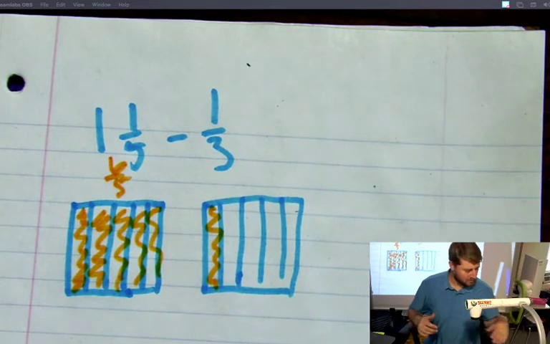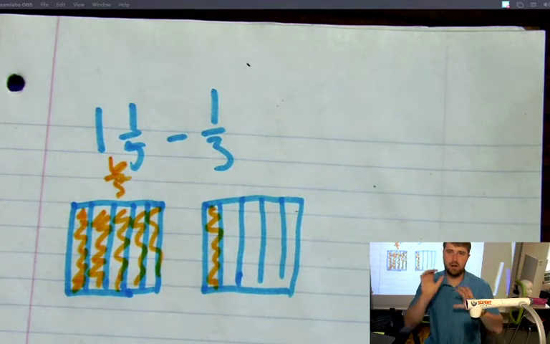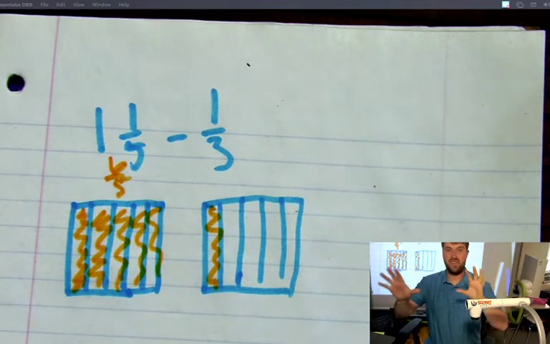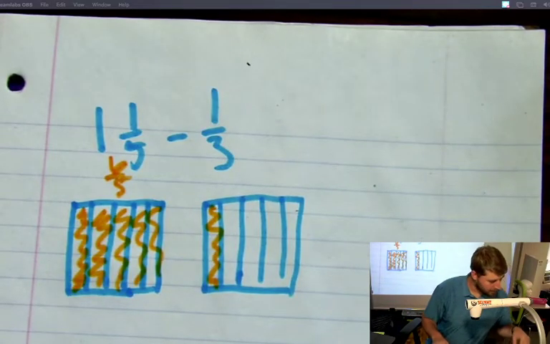Can we use this to subtract? Can we use fifths to subtract a third? I can't use fifths to subtract thirds because our units are not the same. We have fifths minus thirds, and fifths and thirds are not the same thing. So we have to create some like units.